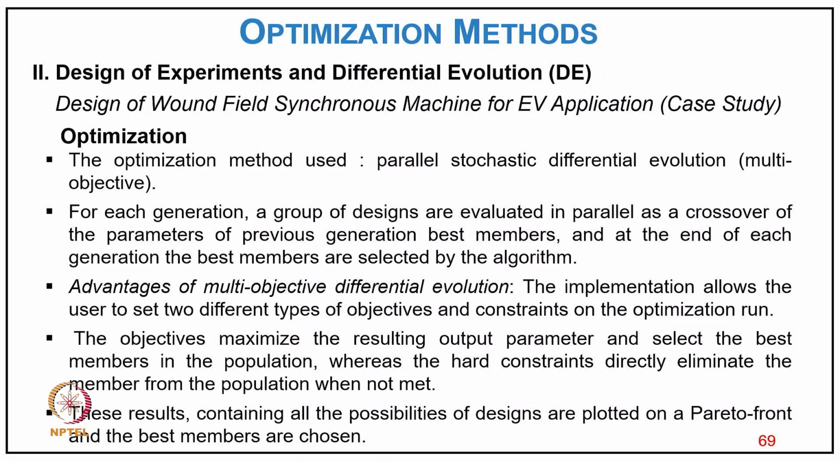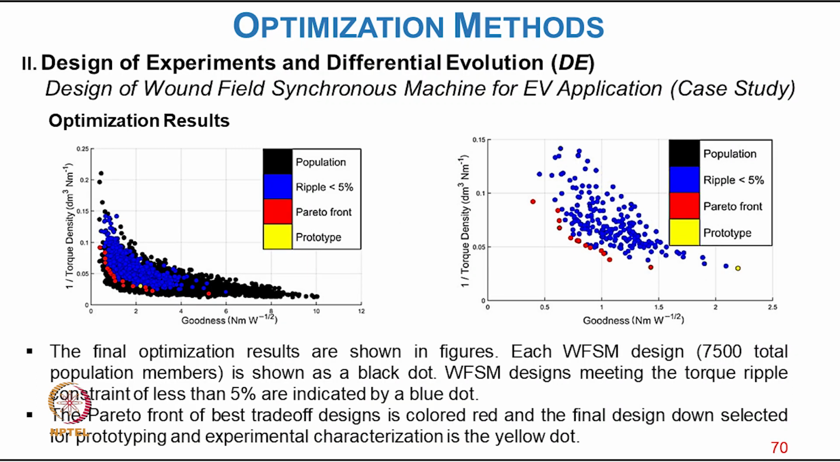An objective maximizes the resulting output parameter and selects the best members in the population, whereas the hard constraint directly eliminates the members from the population when not met. These results containing all the possible designs are plotted on a Pareto front and the best members are chosen. And typically here you can see how the optimization really goes with the population, torque ripple, Pareto front, and typically with the kind of prototype.